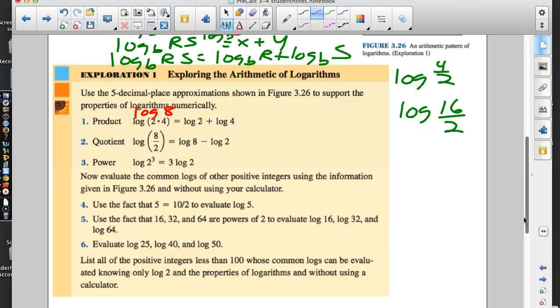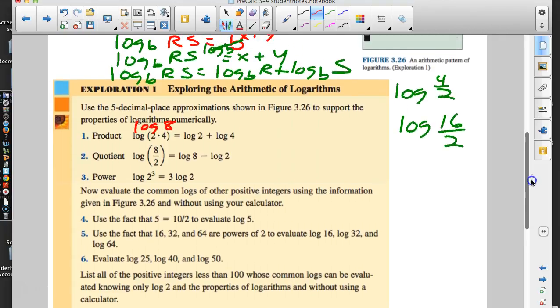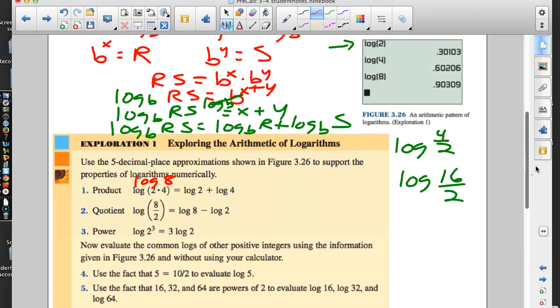So instead of punching logarithm of 8 in, you say, well, multiplication is addition in logarithm language. And I've got to be able to see that table. That means we're going to add 0.30103 plus 0.60206. And if we do that, we should get the logarithm of 8. So we add those two things together.